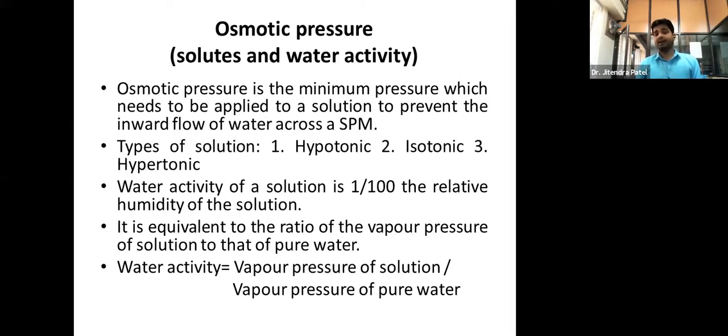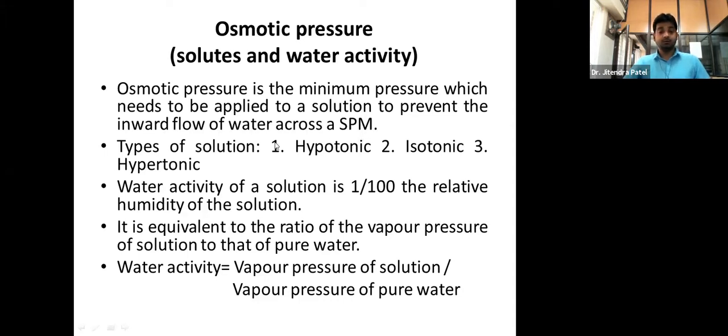The next factor which can affect the growth of microorganisms is the osmotic pressure, right? Solute and water activity, it's nothing but osmotic pressure. You know what osmotic pressure is: the movement of solute from high concentration to low concentration. Whenever the pressure is created, that is known as osmotic pressure, right? So osmotic pressure is the minimum pressure which needs to be applied to a solution to prevent the inward flow of water across a semipermeable membrane, right?